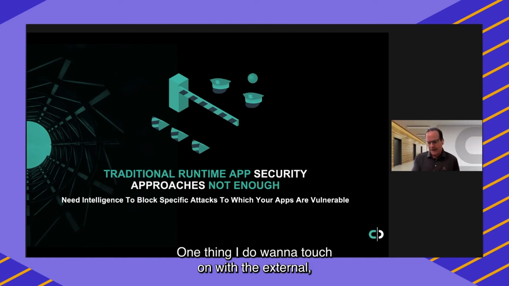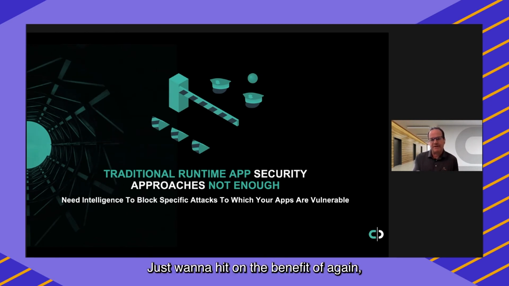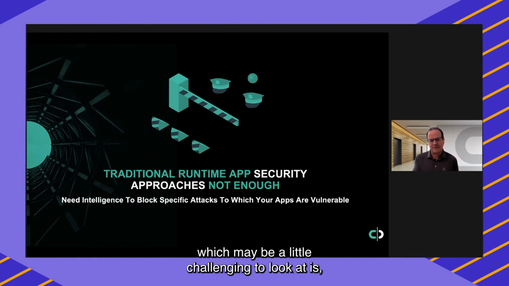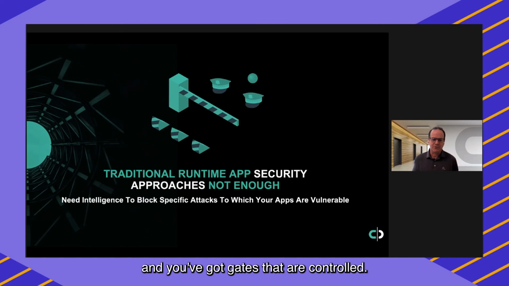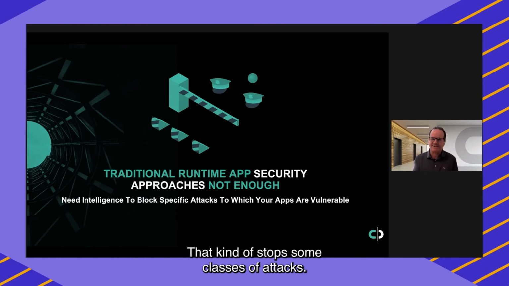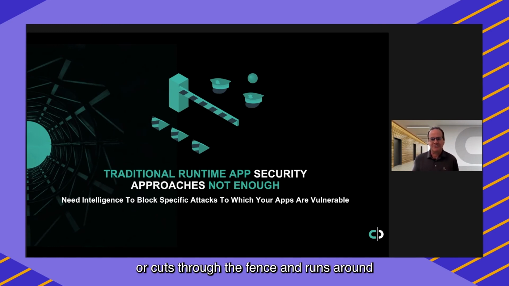One thing I do want to touch on with the external applications that are rolled into production, in runtime, is the benefit of this notion of embedded technology. Today, what we have in this graphic, which may be a little challenging to look at, is more of a perimeter security kind of defense, where you've got big barriers to vehicles, and fencing, and gates that are controlled, and that stops some classes of attacks. But what happens if someone gets out of the car and goes over the fence or cuts through the fence and runs around some of these perimeter defenses? That's where you need an embedded security technology.